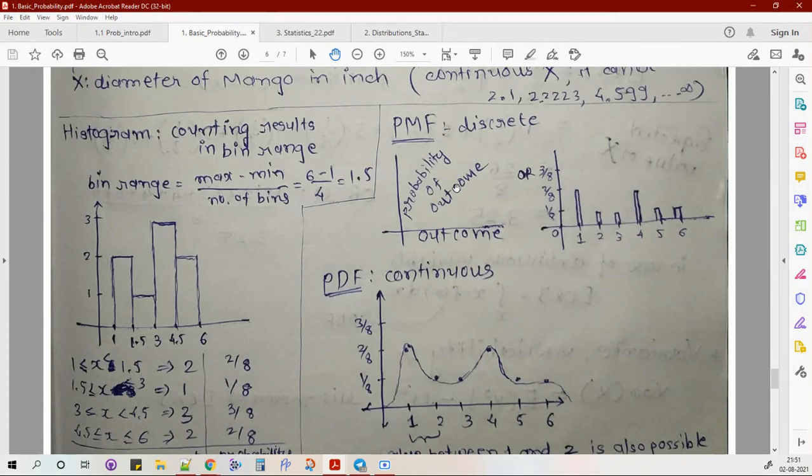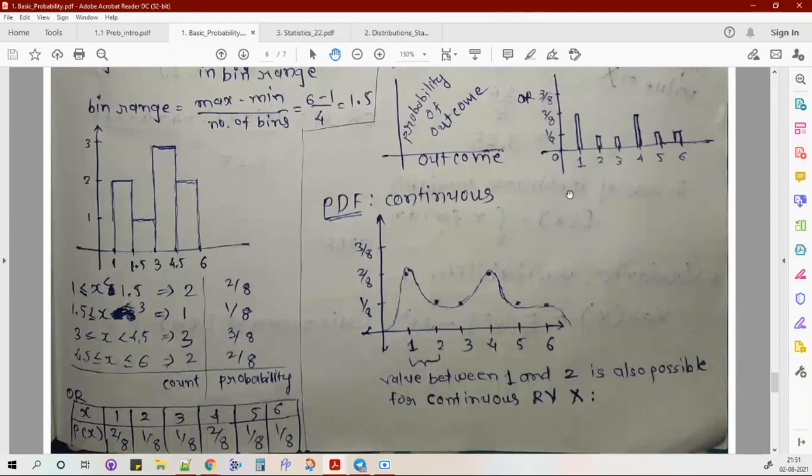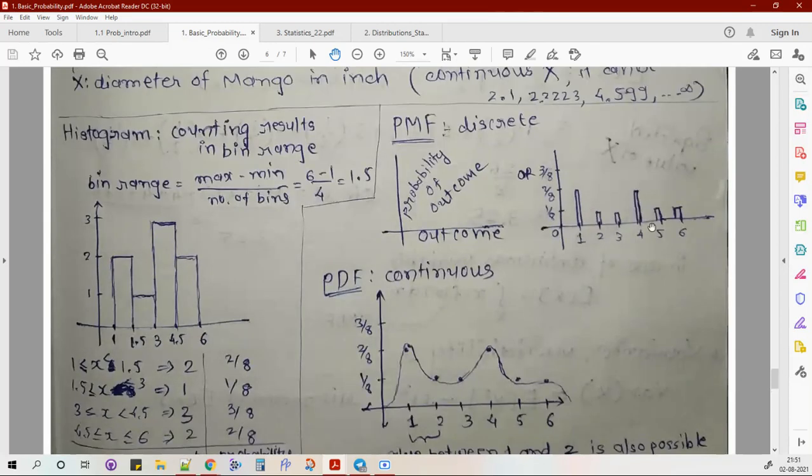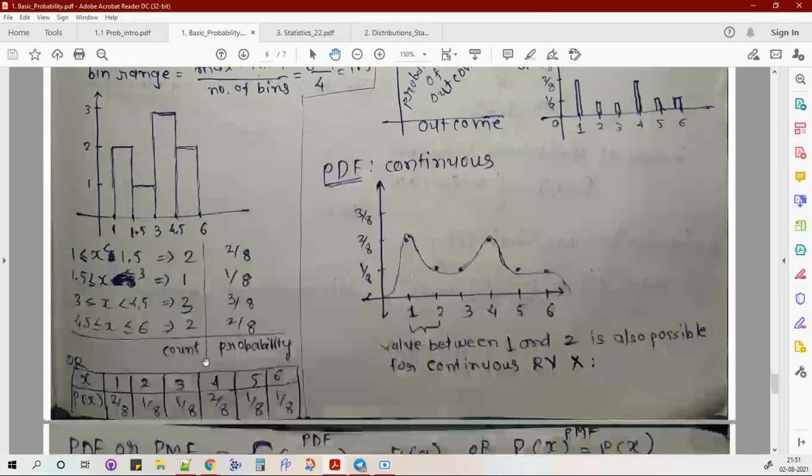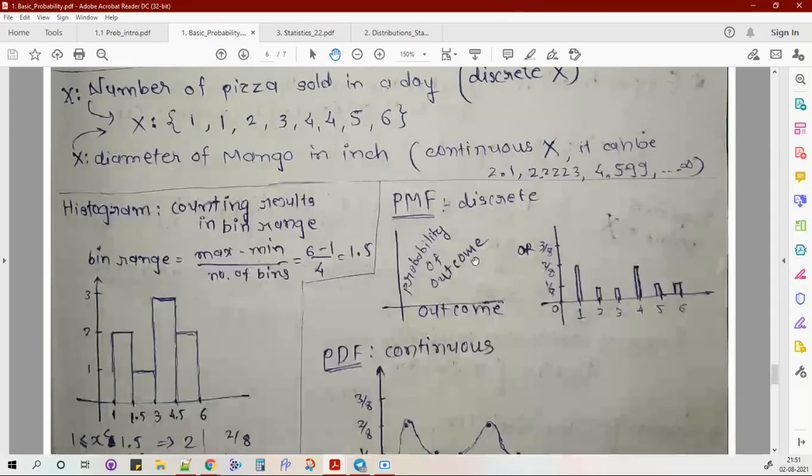So how is the PMF made? PMF is made using the probability for given values 1, 2, 3, 4, 5, 6. Right. So this is nothing but the PMF. For 1, the probability is 2 by 8, for 2, 3, 1 by 8, for 4, 2 by 8, for 5, 1 by 8, 1 by 8, like this. Right.